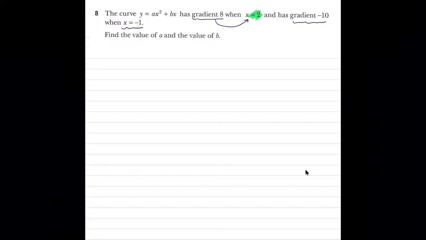Find the value of y. So the y coordinate? We substitute the gradient as 8, like dy upon dx as 8.